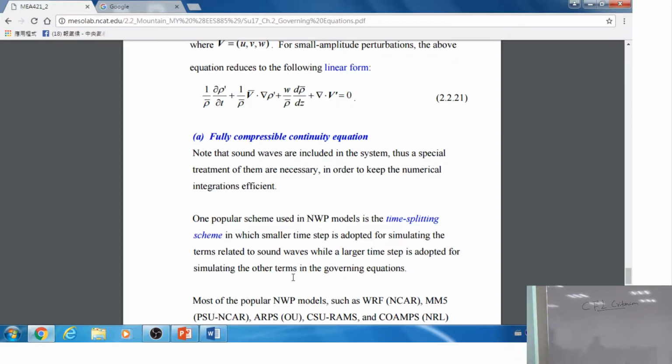Then one way to resolve the problem is using a time splitting scheme. Like in WRF and some other models, they use the time splitting scheme to solve the problem.